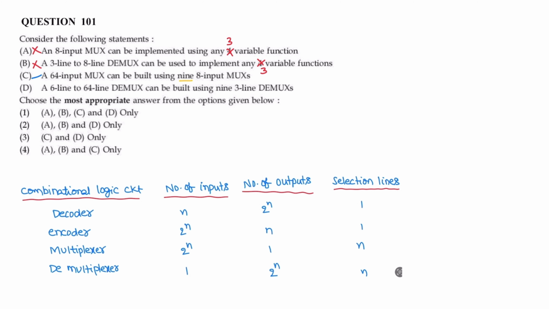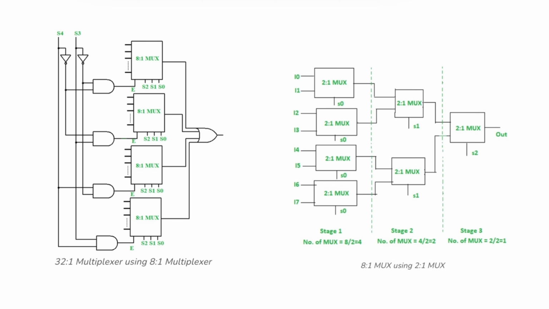Statement D, a 6 line to 64 line demultiplexer can be built by using 9 3 line demultiplexers. Statement D is correct. Therefore the correct answer is option 3. Only C and D are correct. So let us see some more related points. Implementation of a 32:1 multiplexer using 8:1 multiplexers, and an 8:1 multiplexer using 2 by 1 multiplexers. This is how to implement an 8:1 multiplexer using 2:1 multiplexers.